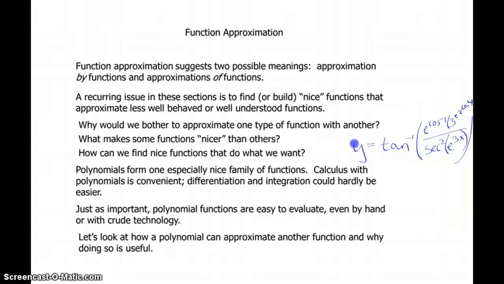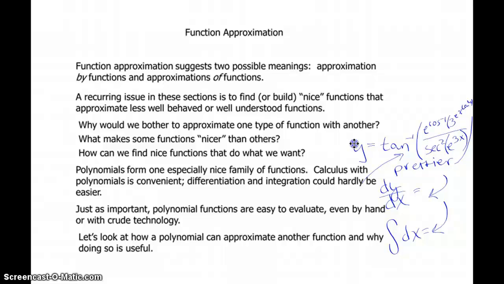So there are really ugly functions that are very difficult to deal with, especially when we want to deal with them under differentiation or if we want to deal with them under integration. So there's a big need for taking a really ugly function and turning it into a much prettier function. And by prettier, I mean a function that behaves really well under differentiation and just as well under integration. So a recurring issue in these sections is to build nice or pretty functions that approximate less well-behaved or well-understood functions.